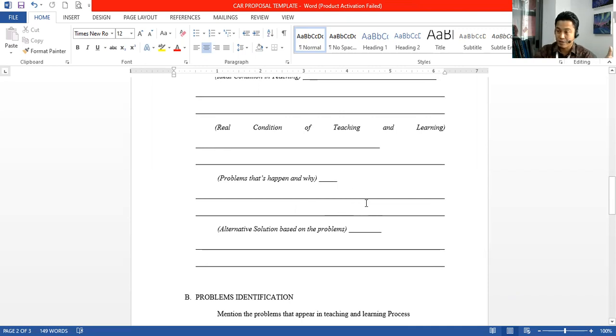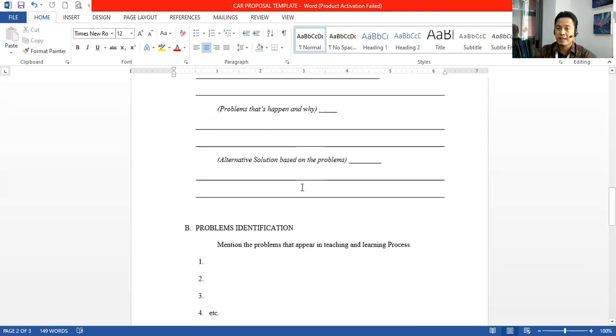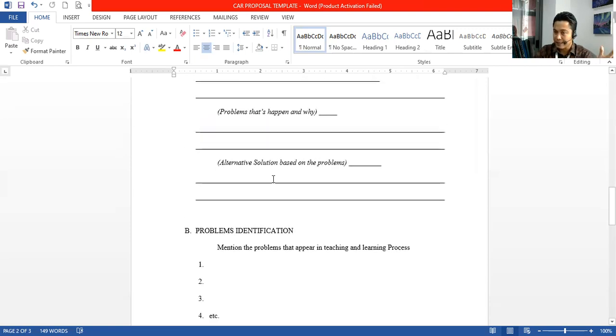If you choose speaking, for example, you're going to mention the problems that happen while students learn about speaking. And then you're also going to elaborate and explain what kinds of reasons, what happened, and why all the problems appear in learning speaking. And last, in the background of the study, you're going to mention alternative solutions based on the problems.